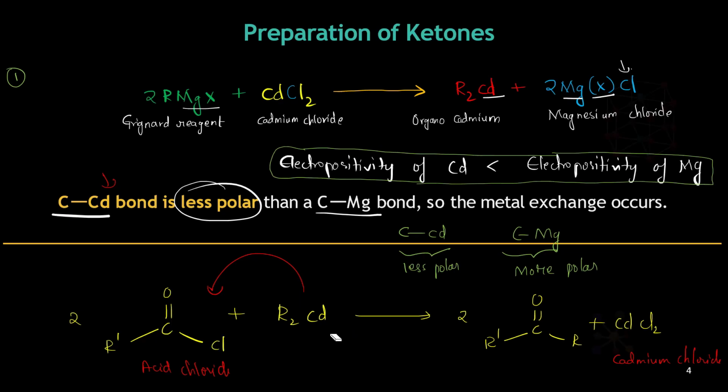Whatever organocadmium we got will react with the acid chlorides, which results in the formation of ketones. So the first step is formation of the organocadmium, and the second step is reaction of this organocadmium with the acid chlorides in order to give the ketones. Ketones are our main product. So what we are doing here is preparing the ketones, and whatever cadmium chloride is there is a byproduct.